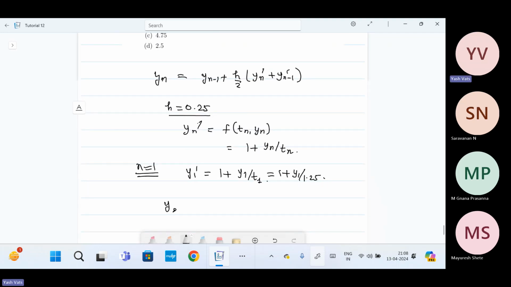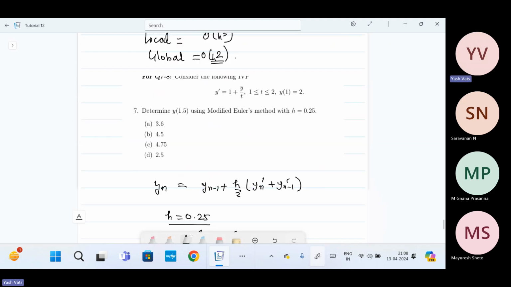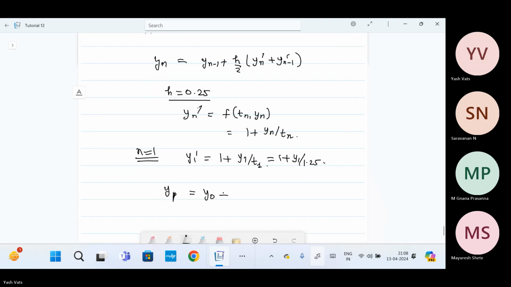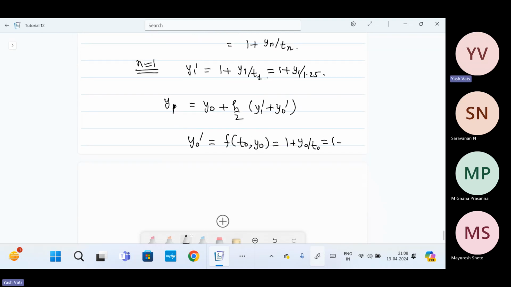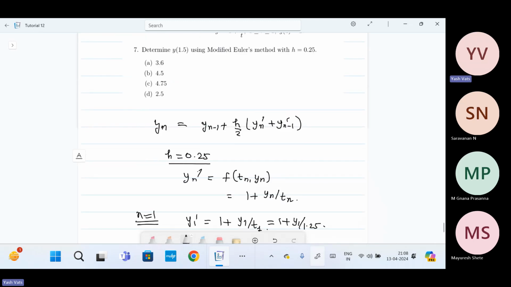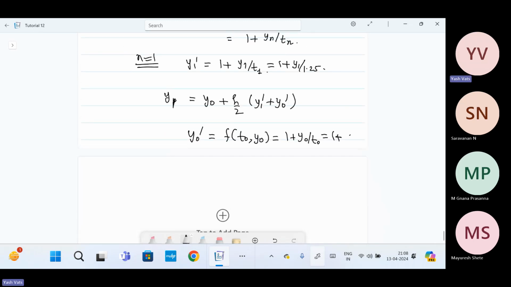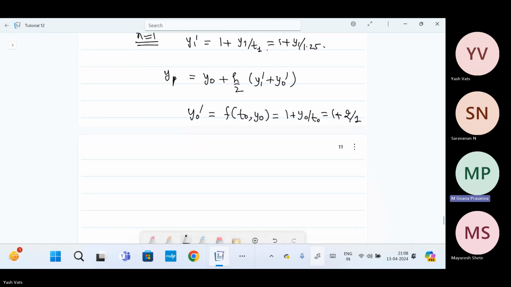So y1 is y0 plus h by 2 times... You know y naught. Okay, let me write it first. What is y naught prime? y naught prime is f of t naught, y naught, which is equal to 1 plus y naught by t naught, which is equal to 1 plus y naught, and y naught is 2. So it is 3.